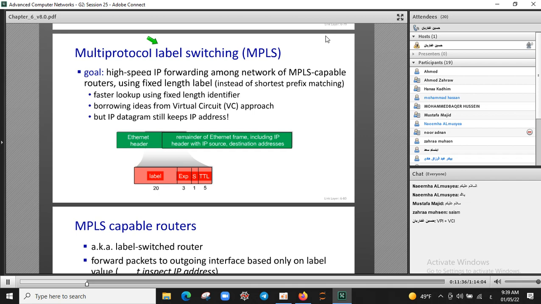For example, if I use ATM or frame relay or X.25 as the switching platform in layer 1 or 2, I can use their structure instead of a label. I don't need a new label. For example, if I use ATM as a switching layer, ATM has VPI and VCI, so I use them as the label.